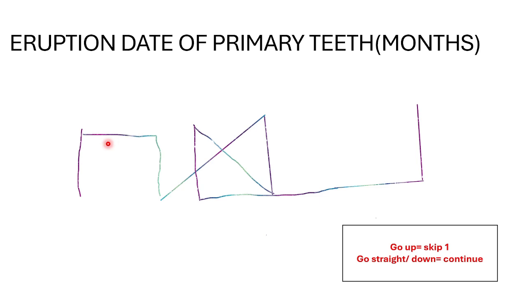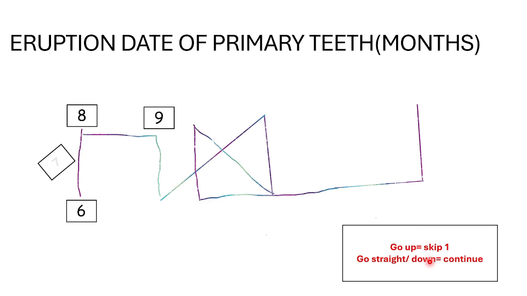We all know the first tooth to erupt in the oral cavity is the mandibular central incisor, which is this part. And we know that it usually pops in around 6 months of age, right? So the baby's first tooth erupts at 6 months. Now the next step: since we are going up, we skip one digit, so we skip the 7 and we write the 8. Now we are going straight, and whenever we are going straight, it's comparatively easier, so we don't skip a number. We write here 9.